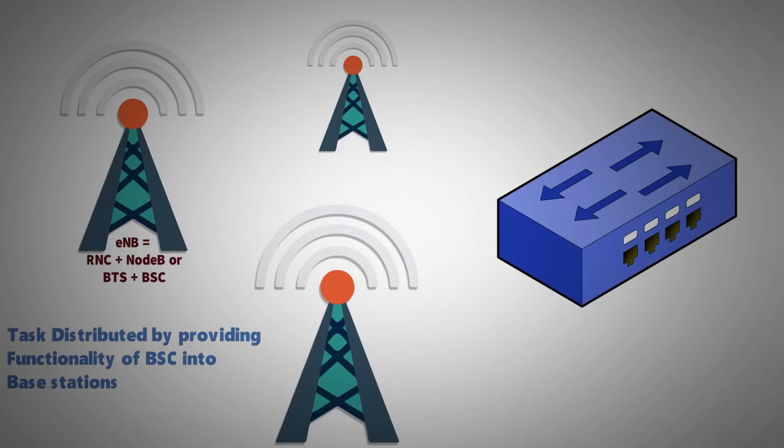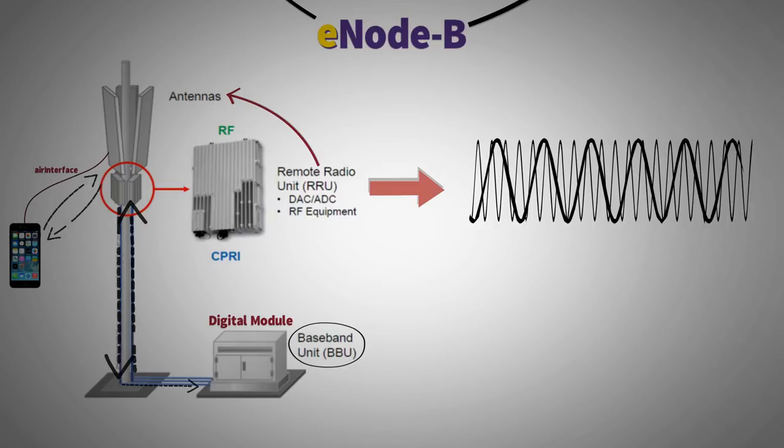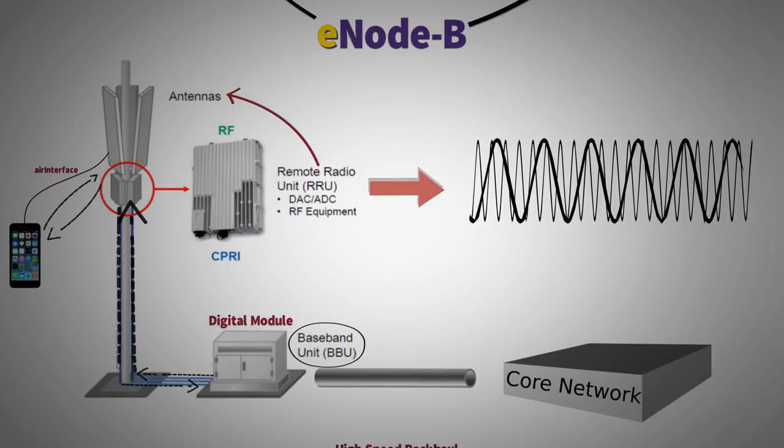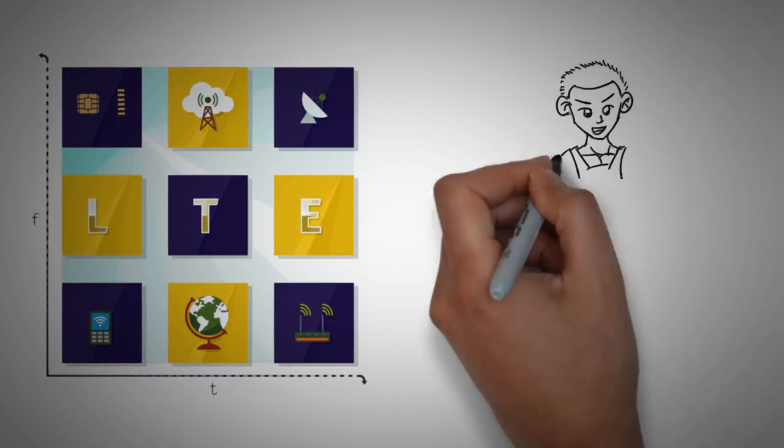So friends, in this video we have seen how limitations of previous generations were mitigated by decentralizing the radio access network in LTE. In our next video, we will be discussing the evolved packet core.